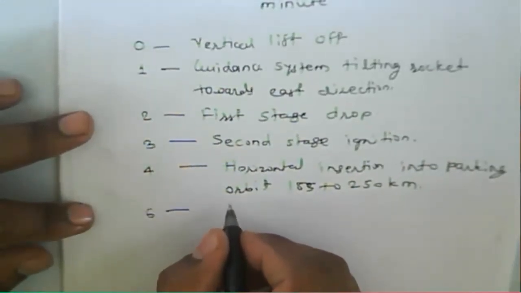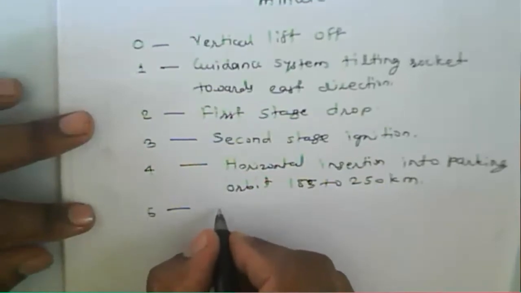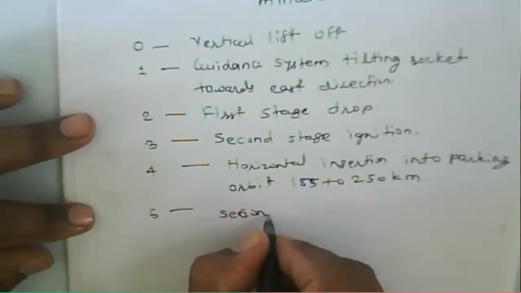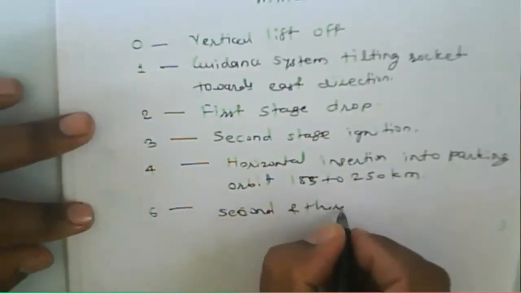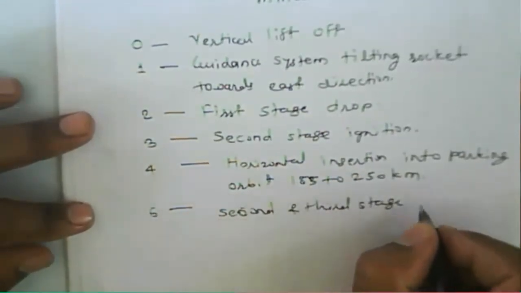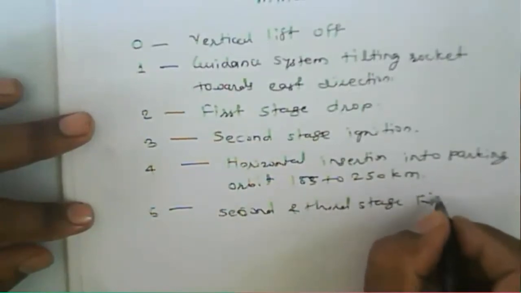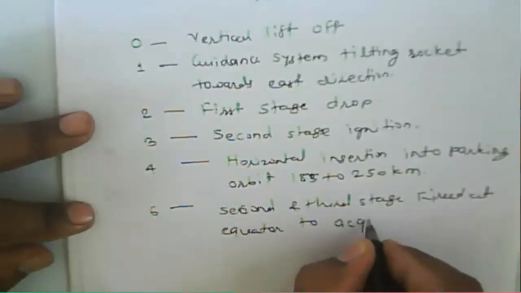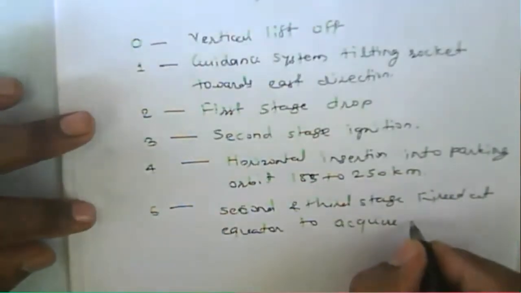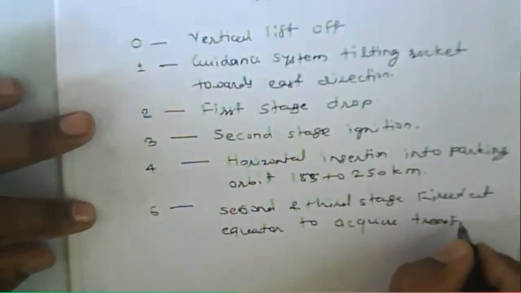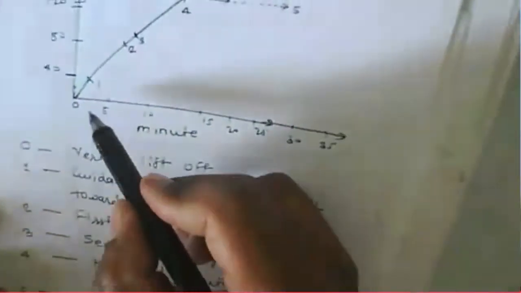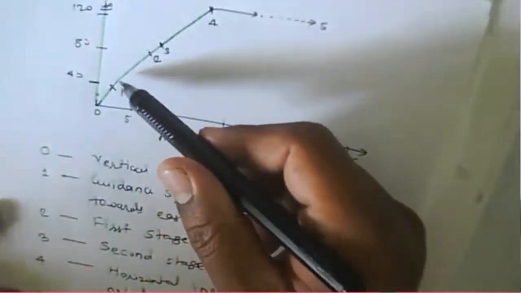And then fifth is nothing but what? We can say that it is used to what? That second stage and third stage that fired at equator to acquire whatever the transfer orbit. That is about the stages.